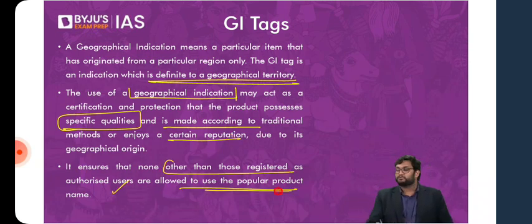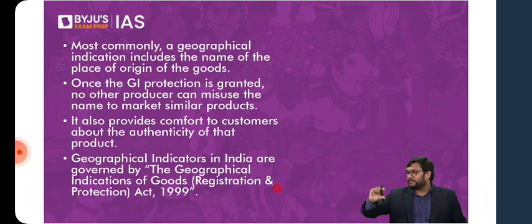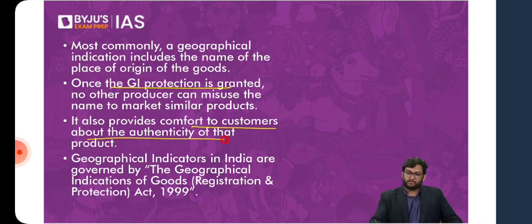Most commonly, geographical indications include the name of the place of origin of the goods. Muzaffarpur lychee, Manipuri chili, they have the name itself. Thereafter, once a GI is granted, no other producer can misuse the name in the market with similar products. It provides comfort to customers about authenticity, and it is the Geographical Indications of Goods Act 1999 which decides it.